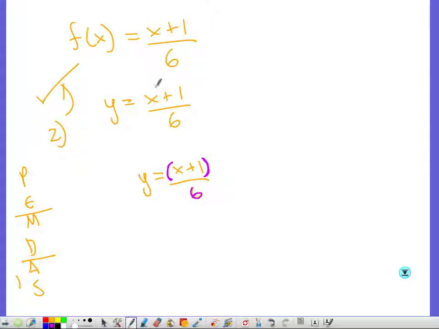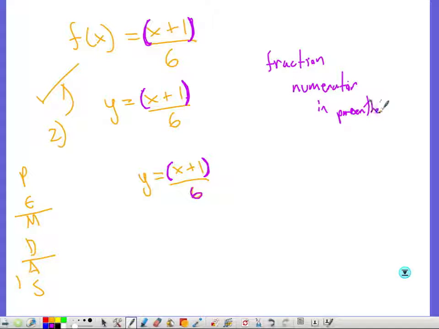Something very important about this is whenever you have a fraction, everything in the numerator stays together. So that's why we have to put parentheses around everything in the numerator. This is kind of an unwritten rule. Every time you have a fraction, the numerator stays together. Numerator in parentheses. I didn't spell it the best way, but the numerator is supposed to be in parentheses all the time.